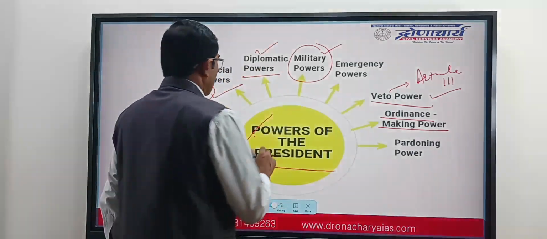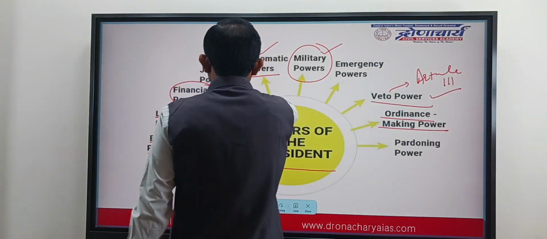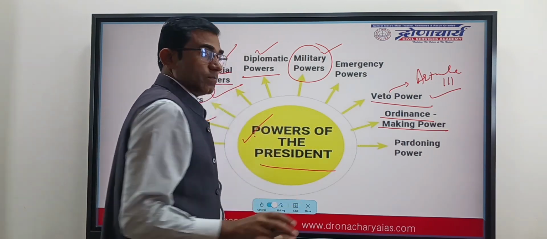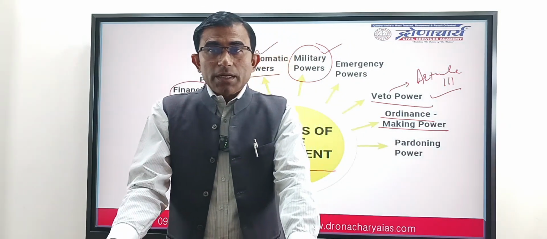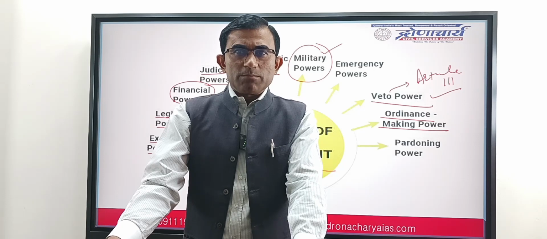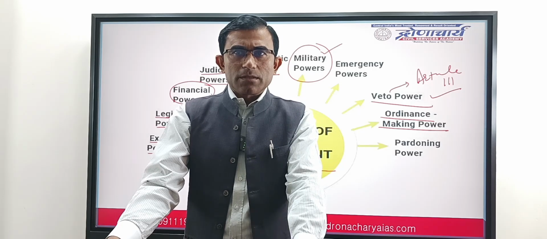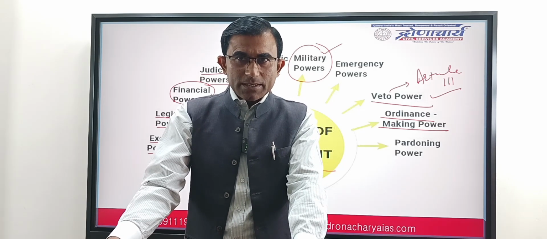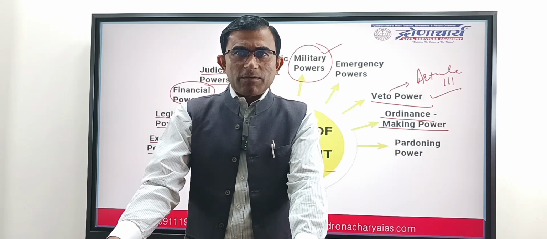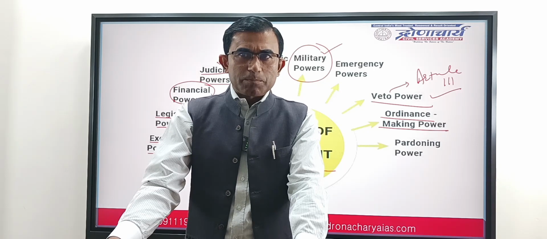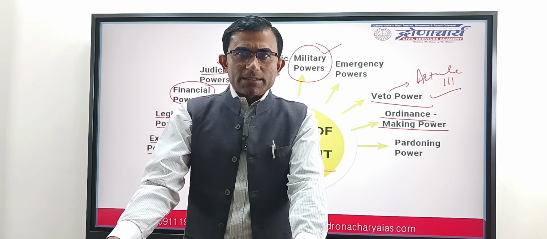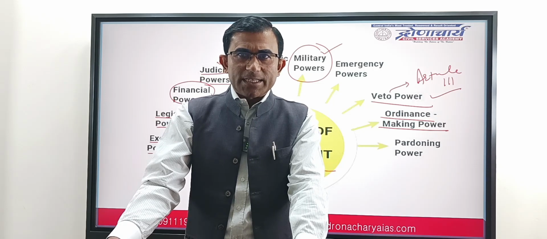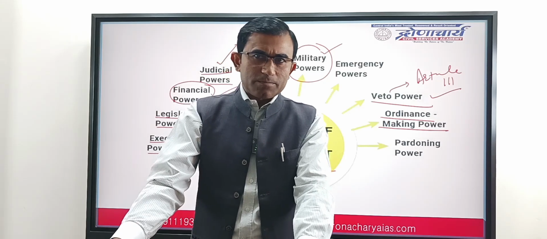Next is judicial powers of the President. He can seek advice from the Supreme Court on any question of law or fact. Any such advice given by the Supreme Court is not binding on the President. He can grant pardons, remit, commute, and respite the sentences of persons who are convicted under any Union law, court martial, and death sentences.